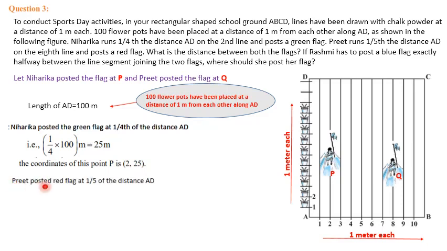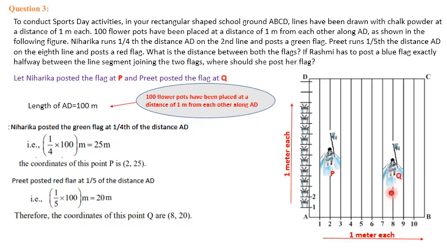Next, Preet posted a red flag along 1/5 of the distance AD. Condition from the question: Preet runs 1/5 of the distance AD. So we have to calculate that distance. That is 1/5 into 100. Then if you cancel 5 and 100, you will get 20 meters. Then we can write the coordinates of Q. She is running in the 8th track, that is, the x value is 8. And she posted along AD after 20 meters. So along AD, this is the length, that is the y-axis value. The y-axis value we have got is 20 meters. So the coordinates of Q are (8, 20).